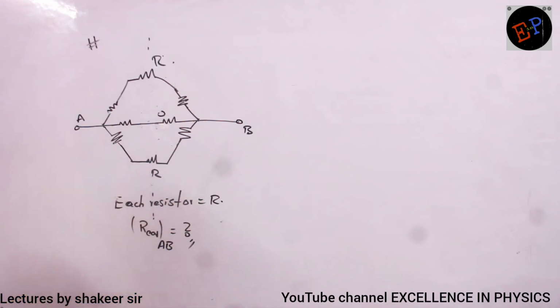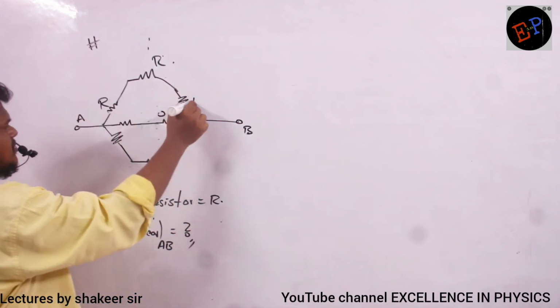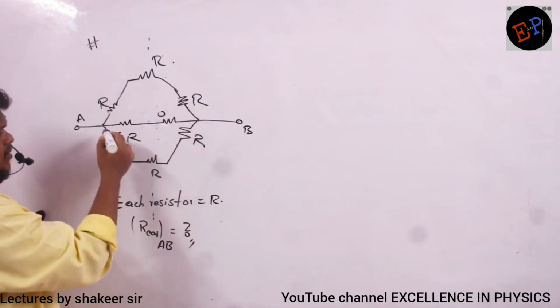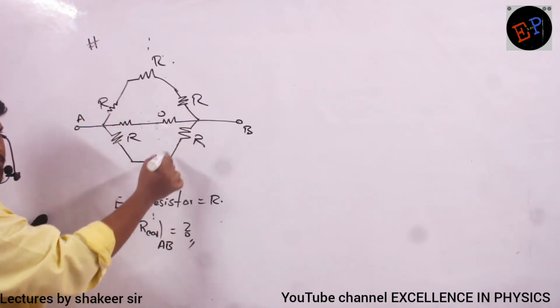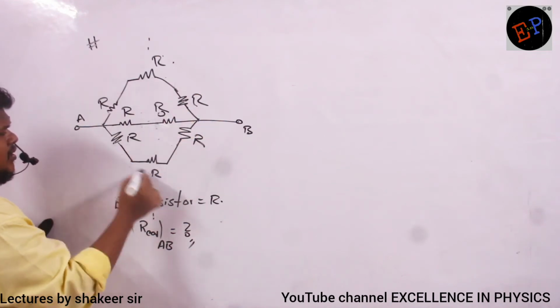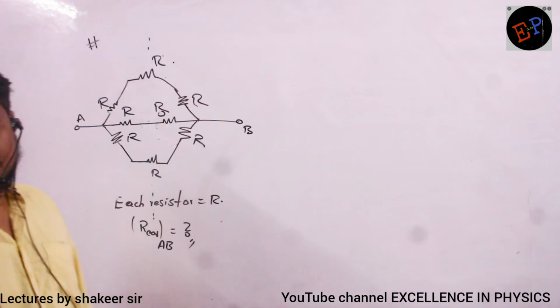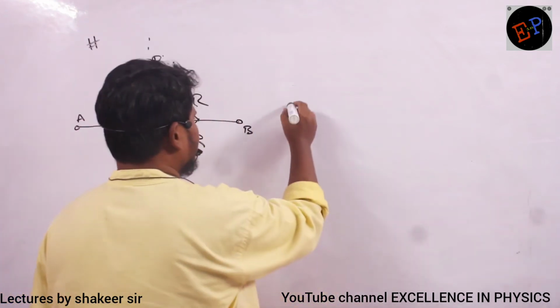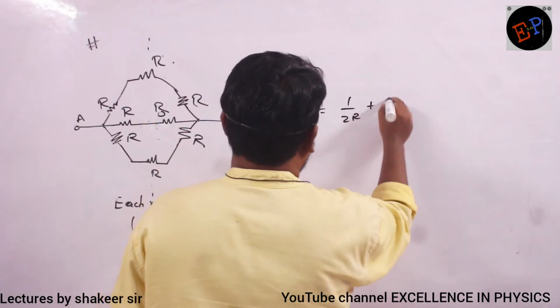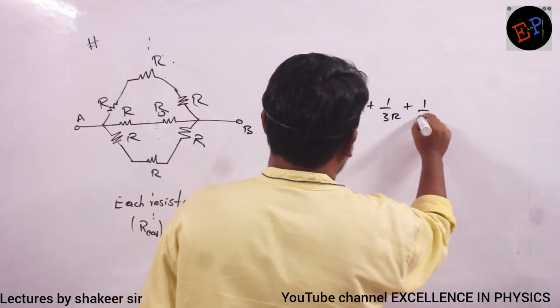Is it clear? Now see. So this is also R, this is also R, this is also R, this is also R, this is also R. Now 3R and 3R, they are connected in series. So here there is R and R. So 3R, 2R and 3R, they are connected in which connection? Parallel connection. So therefore do the equivalent resistance: 1 by 2R plus 1 by 3R plus 1 by 3R.